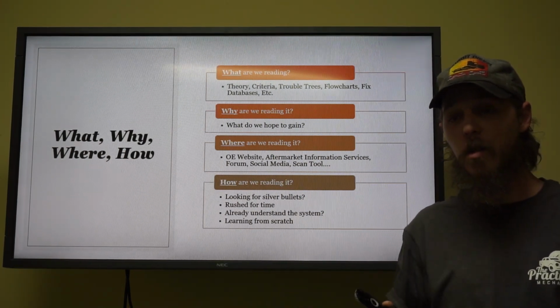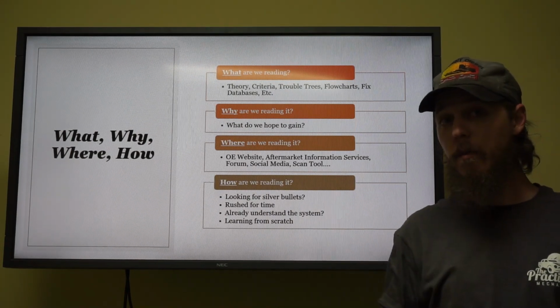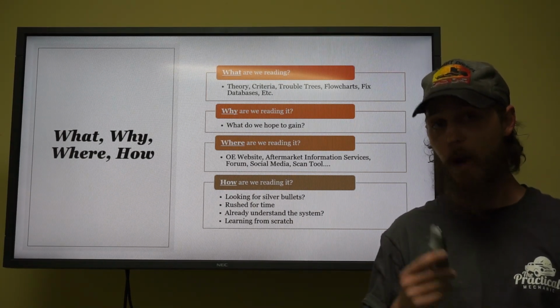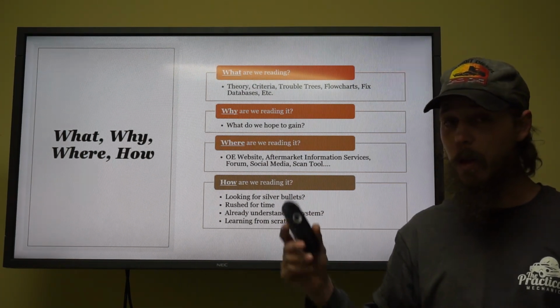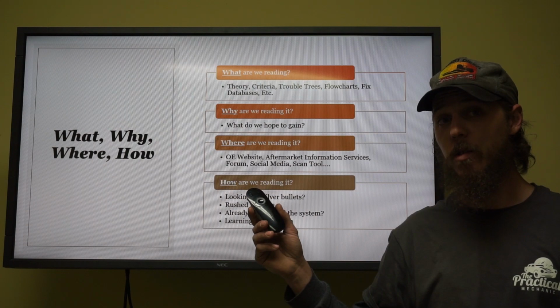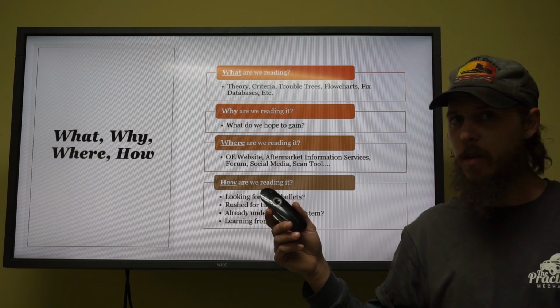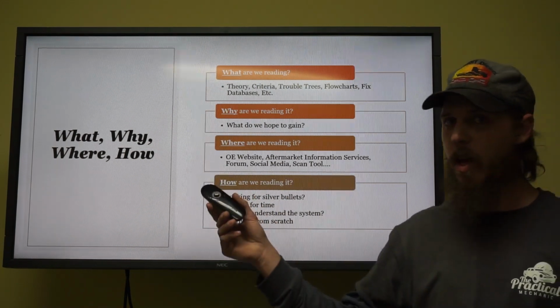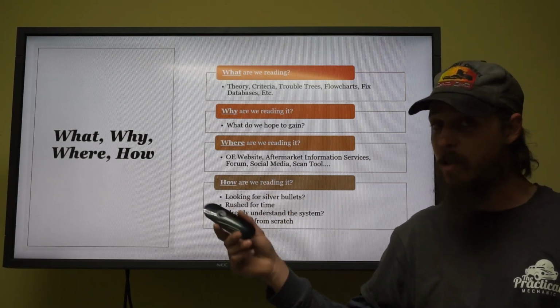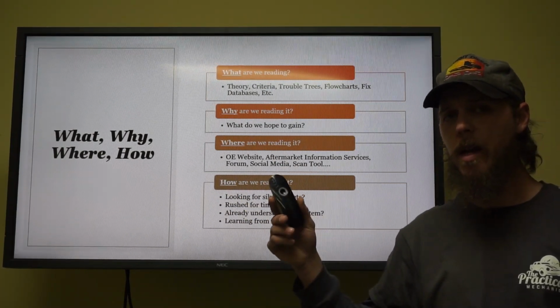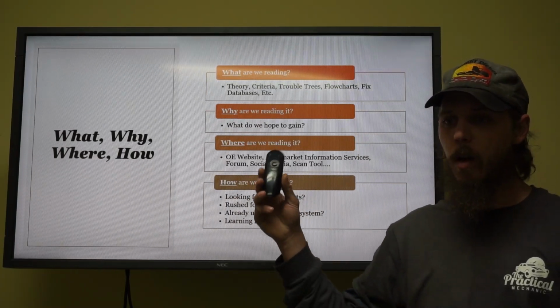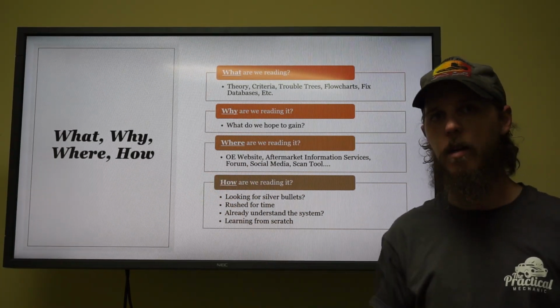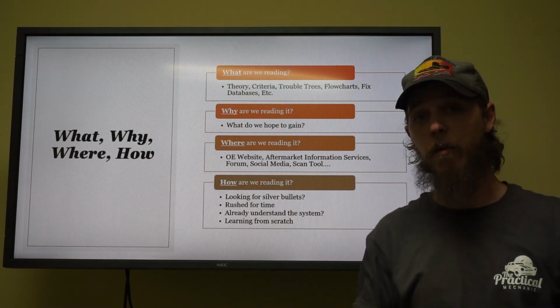Where are we reading it? The old phrase, consider the source. Are we reading it from an OEM service information website, manual, microfiche, whatever you're using? Are we using an aftermarket informational database? There's errors in OE information, there's errors in aftermarket databases. We need to know that. We need to know what databases are strong with what OEMs. Are we using a forum, an internet forum? What's the quality of that forum?